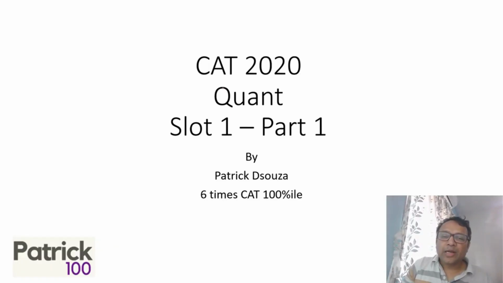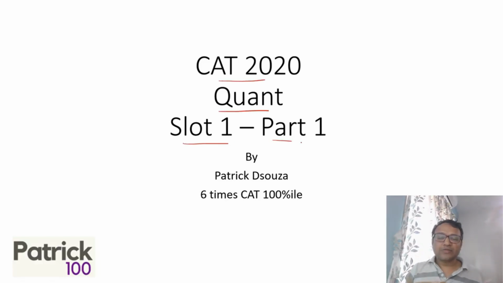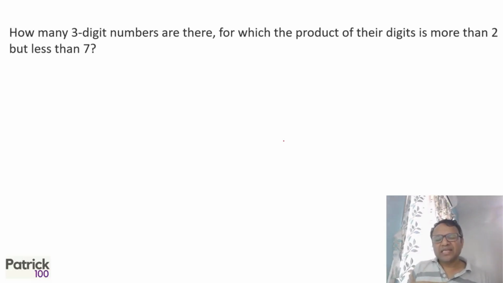Hi everyone, we are looking at CAT 2020 Quant solutions. Now here we're looking at slot 1, part 1. I will discuss 4 questions. So we'll discuss a few questions in every sheet. In the first slot we're looking at 4 questions. Basically we're looking at any particular way to solve faster.